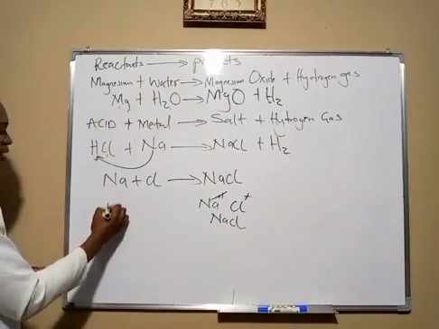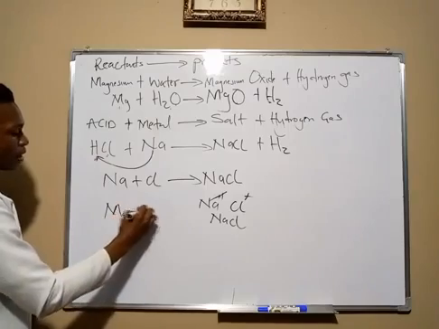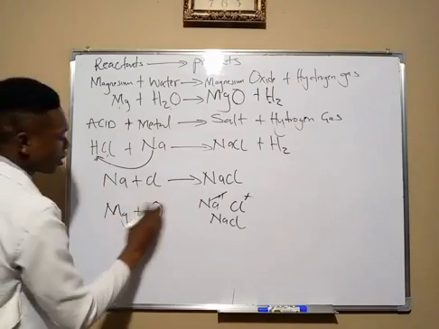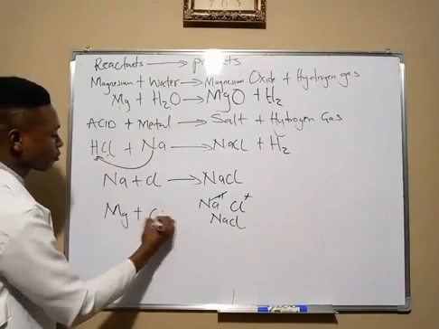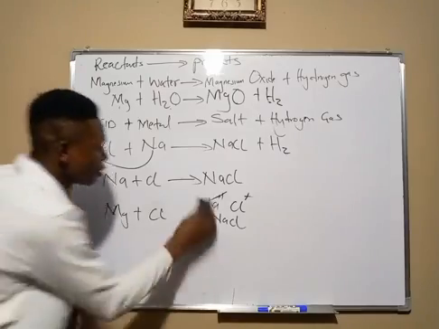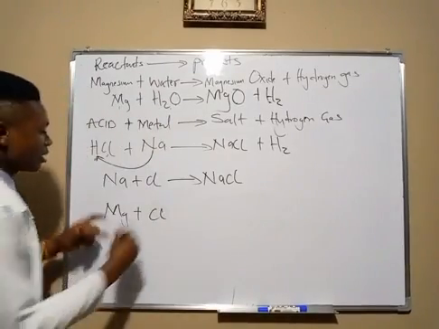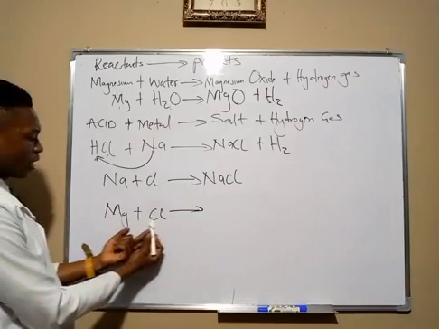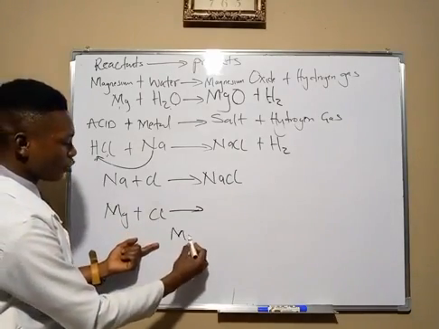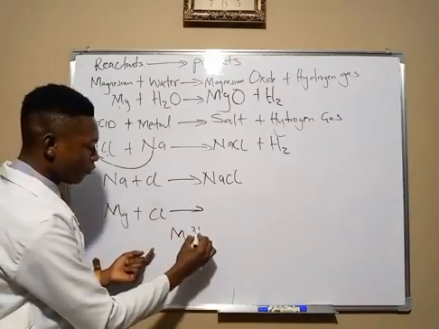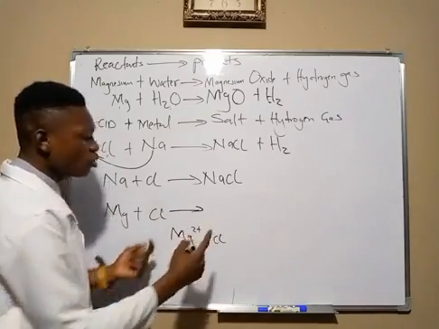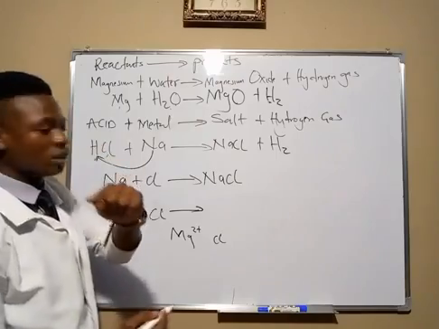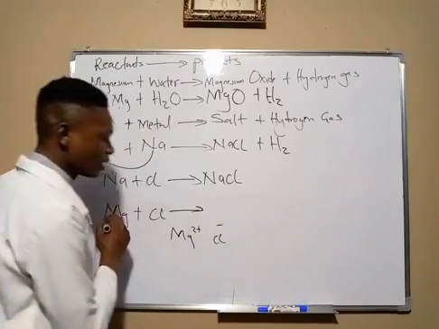Another one: magnesium plus chlorine. These are the reactants. What are the products? Magnesium is in group 2, so it has a valency of 2. Chlorine needs only 1 electron to be stable, so it has a 1 negative here.